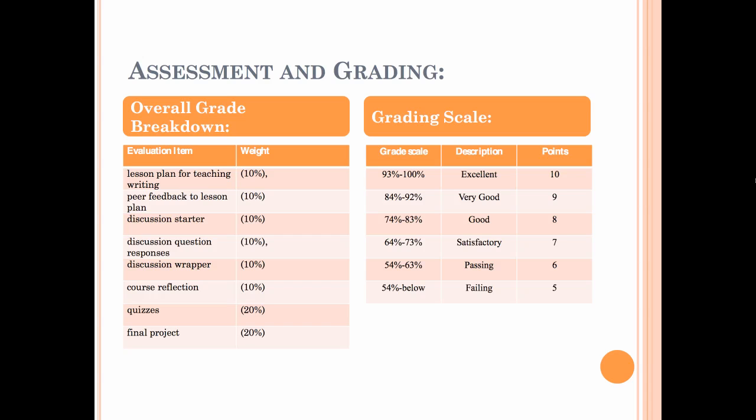The grade breakdown, so evaluation item and the weight. You have to create a lesson plan for teaching writing, which is 10%. Then you have to give peer feedback to each other's lesson plans, which is 10 too. Then we have the discussion forum, which is going to be 30%. You will have 3 roles in that. One is the discussion starter, you get 10%. Then posting discussion questions, you get 10%, and then one is going to be the wrapper for each week, and he or she will get 10% as well. Then you have 10% for the course reflection at the end of the course. Then we will have 2 quizzes, 10% each, and a final project, 10%.